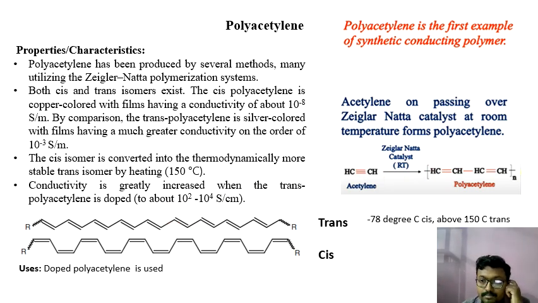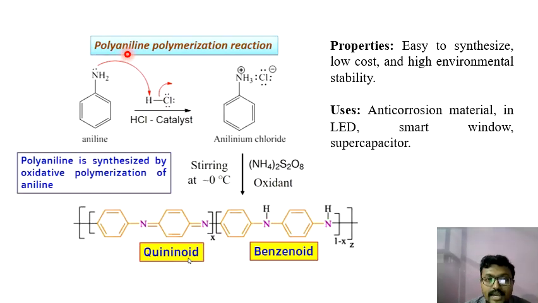Another example of conductive polymer is polyaniline. This is aniline molecule. If we react aniline molecule with HCl, we will get anilinium chloride or aniline hydrochloride. Now, if we react aniline hydrochloride with some oxidizing molecule like ammonium persulfate, (NH4)2S2O8, we'll get this type of conductive polymer.